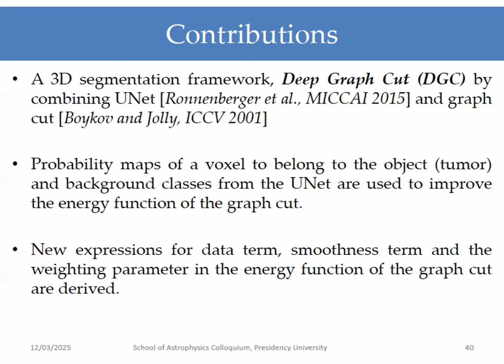So the probability maps, as I said, if you remember the CNN model which I have shown, at the very end you can apply a softmax type of function to get the probabilities for a voxel to belong to a certain class, right? So you can use that probability to help improve or reformulate the energy in the graph cut. So I'll talk about that.